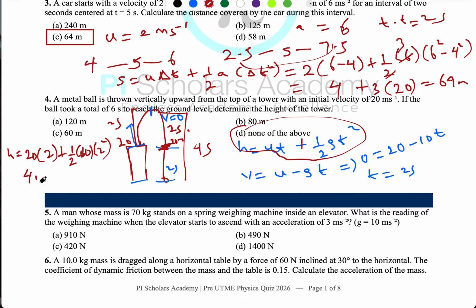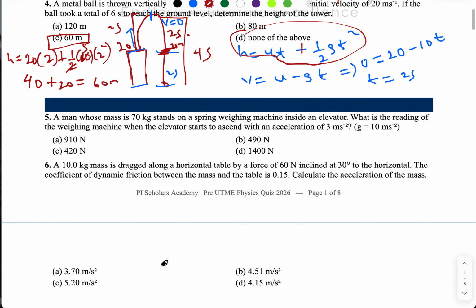So this is going to be 20 times 2 is 40. This is going to be 5. 2 squared is 4, 4 times 5 is 20. So we're going to have 60 meters. So the correct answer to this is going to be 60 meters.